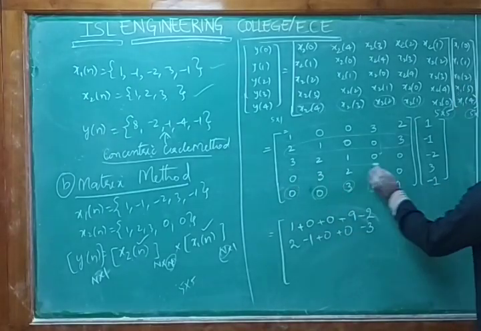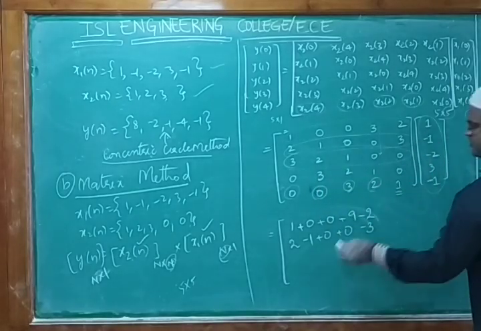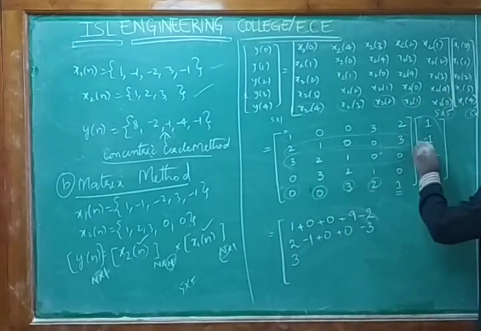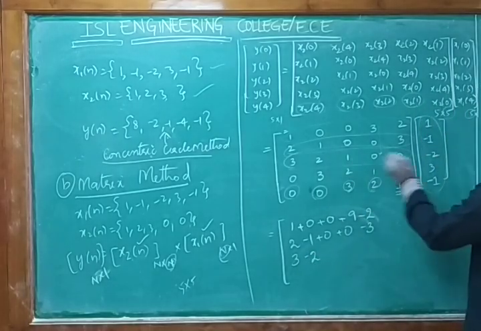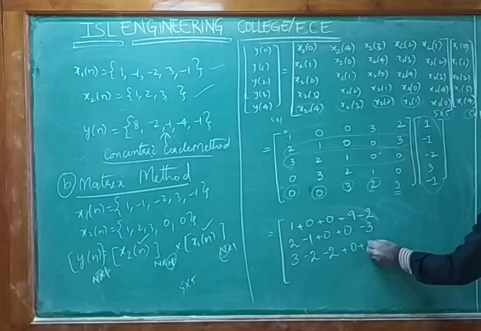Now go for third row. This is the third row elements and this is the column elements. So what is third row? 3 ones are 3. 2 ones are minus 2. Then 1 2 it's minus 2. So 0 plus 0.